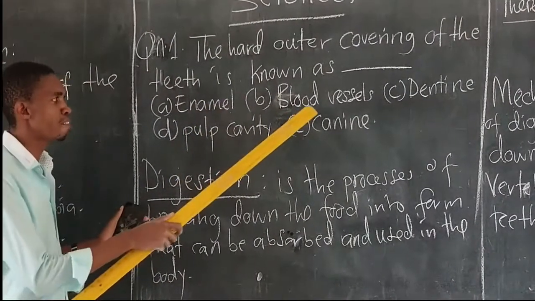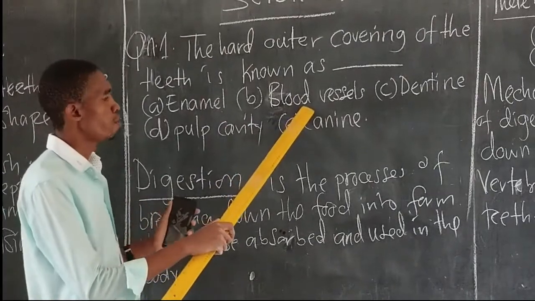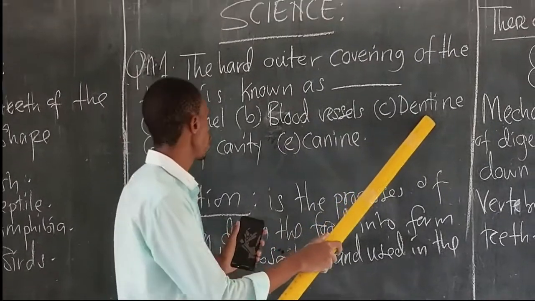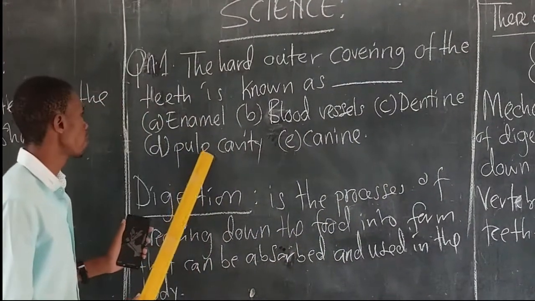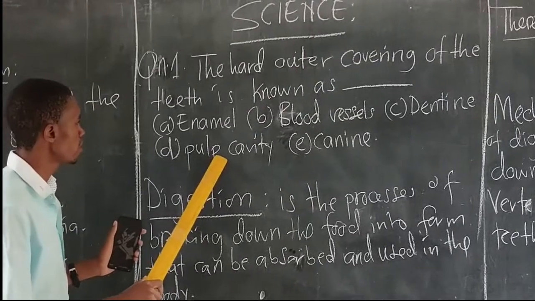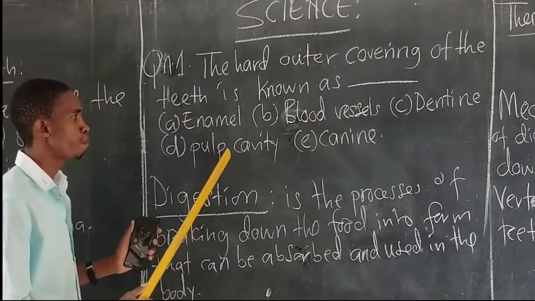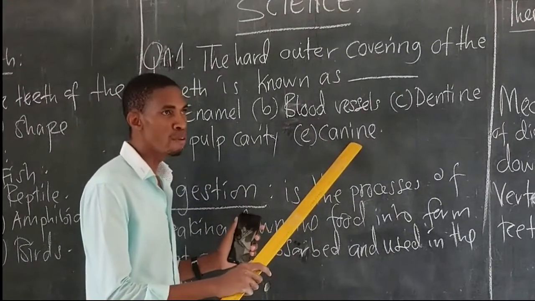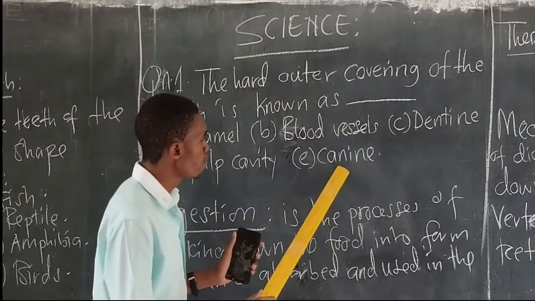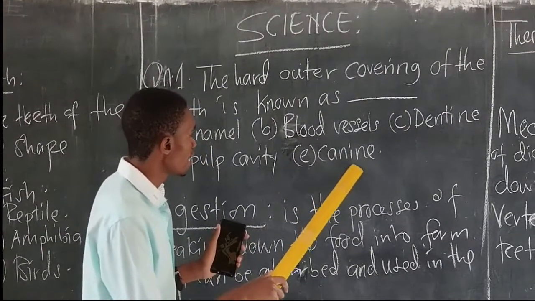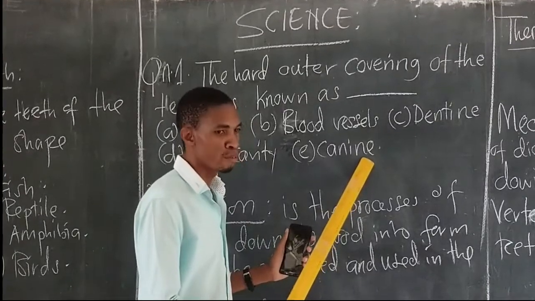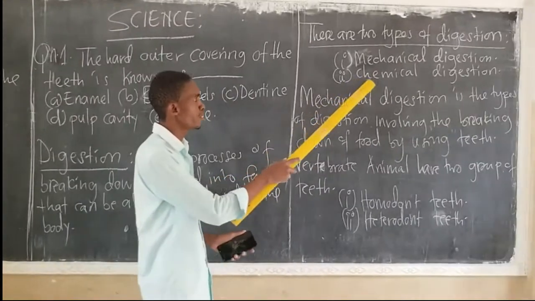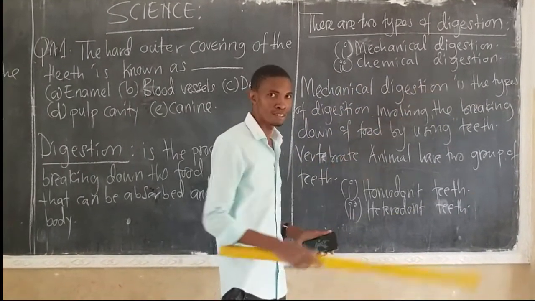And also we have already seen the function of blood vessels, which is to supply oxygen and nutrients to the teeth. We see the function of dentine is to support the enamel. We see the function of the pulp cavity, it contains the sensitive cells, which are used to detect pain and temperature. And also, when we talk about the canine, it is classified among the 4 types of teeth found in the human being, and the function of the canine is tearing food. So we'll continue with the remaining part, which is known as the mechanical digestion. That is all for today. Thank you.